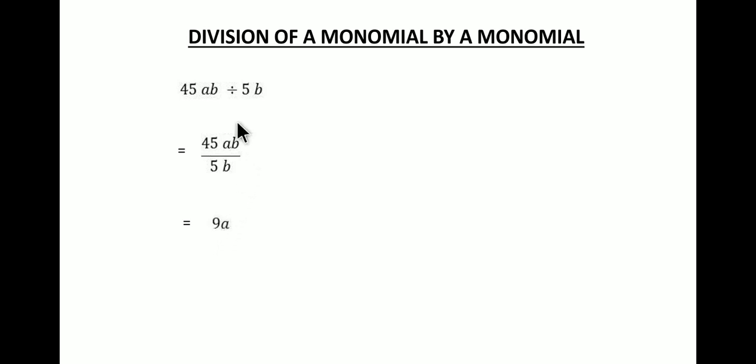Whenever you get this kind of monomial divided by monomial, just simply write it down in fraction form, then we will cancel it down. So this is the simplified answer, 9a.